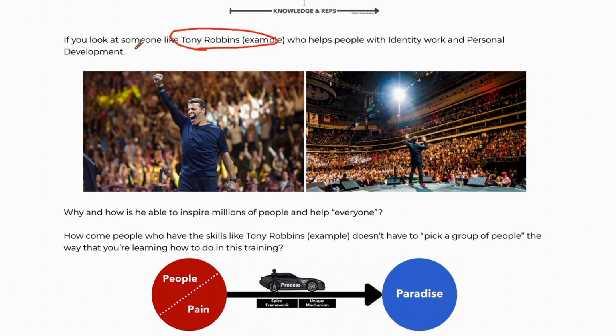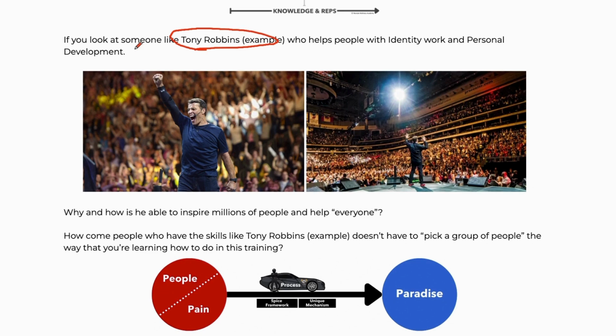Sometimes when I use these examples, unfortunately, there are some students who think we're talking about these individuals as if they're godlike figures. No, please understand what I'm talking about here. I'm just using Tony Robbins as an example because I had to use someone. It doesn't mean that Tony Robbins is some magical, mystical figure, okay? He just happens to be somebody who is very big on identity work and personal development, and a lot of people know him, and that's why he's a very good example.